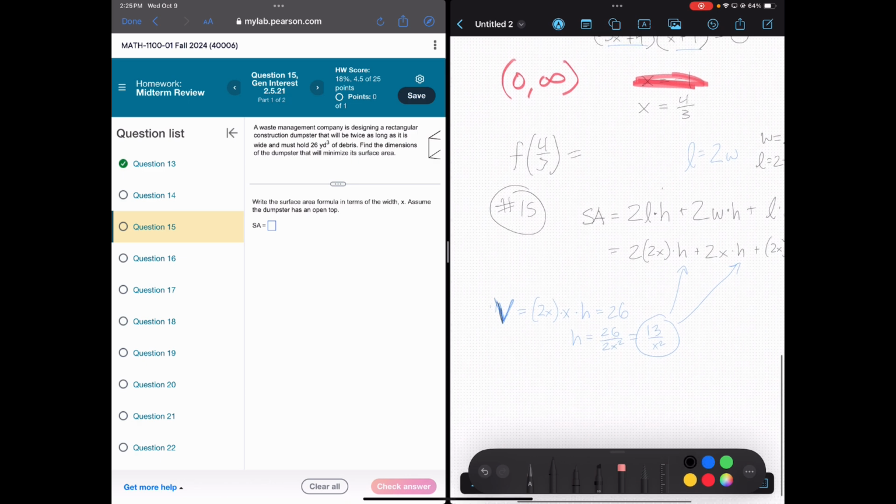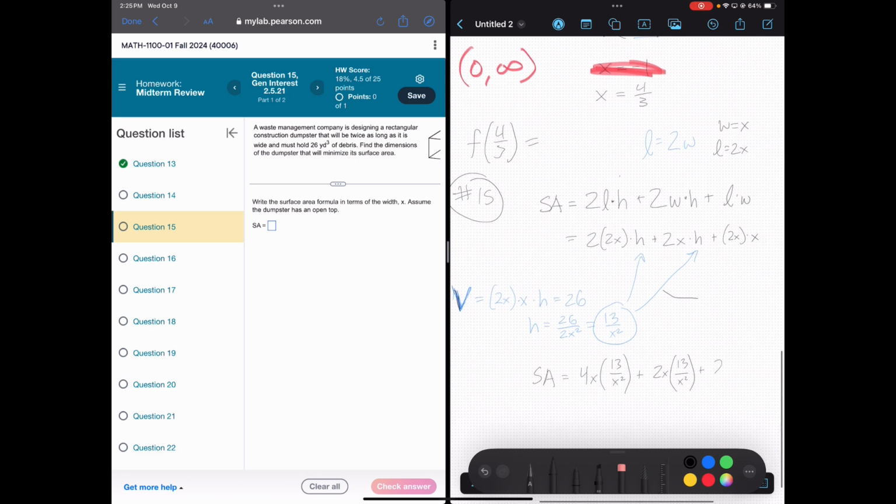So that'll give you the surface area is equal to 4x times 13 over x squared plus 2x times 13 over x squared plus 2x times x, which is just 2x squared. Now you've got your surface area in terms of just one variable. There's a little bit of simplifying you can do to make your derivative a little bit easier, but your derivative is now in terms of one variable, and now you can go ahead and do what?